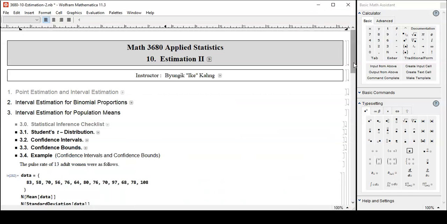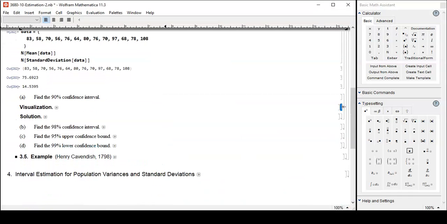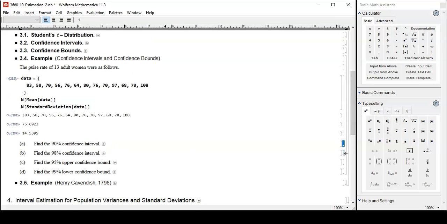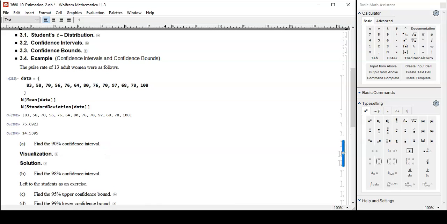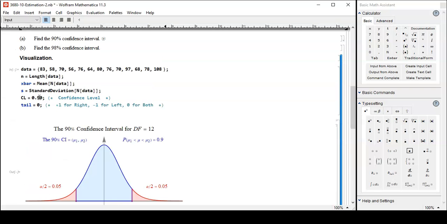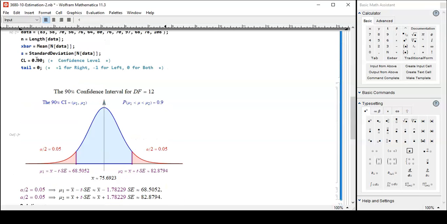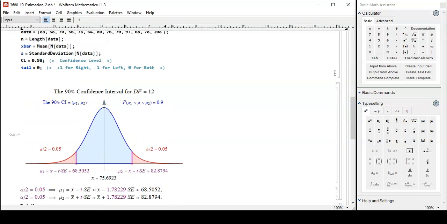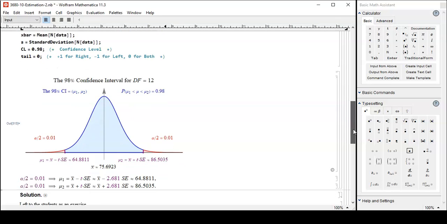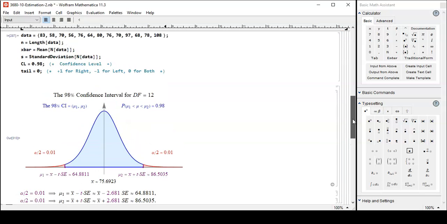Can you do the same thing for a 98% confidence interval? Well, that's left to the students. All right, 98%. So this is a 90% confidence level. So I want 98%. So let's run it again. So in the middle, now I have 98%. 1% here, 1% there. And all the answers are already here. Pay no attention to those yet.